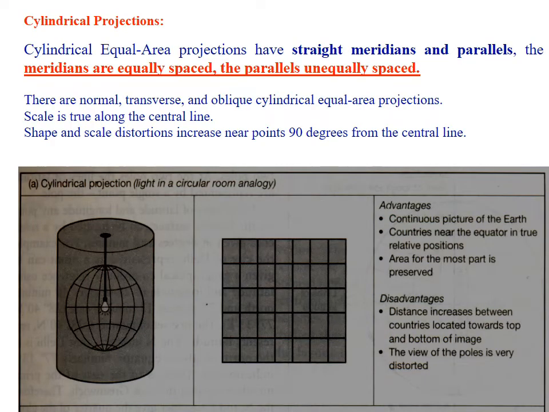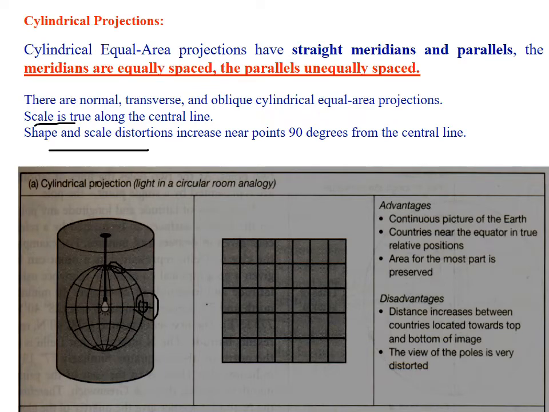If you use a cylindrical equal area projection, here we have straight meridians and parallels, where the meridians are equally spaced and the parallels are unequally spaced. Here the scale is true along the center line, and the shape and scale distortions increase near points 90 degrees from the center line. For instance, any object present here will be transferred exactly onto this surface, whereas any object in the polar regions, the distance is not true.